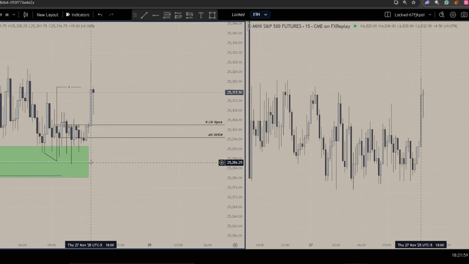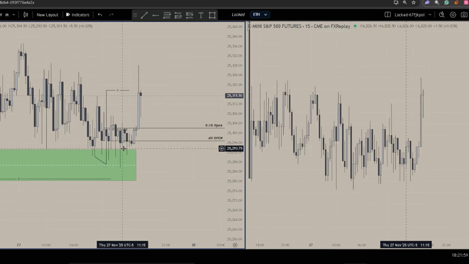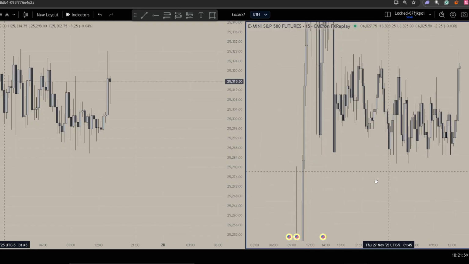Oh, finally decided to break out. Oh, okay, it's probably, oh, this was Thanksgiving. Okay, it makes sense. I'm like, what the freak? But it makes sense. Straight barcode.